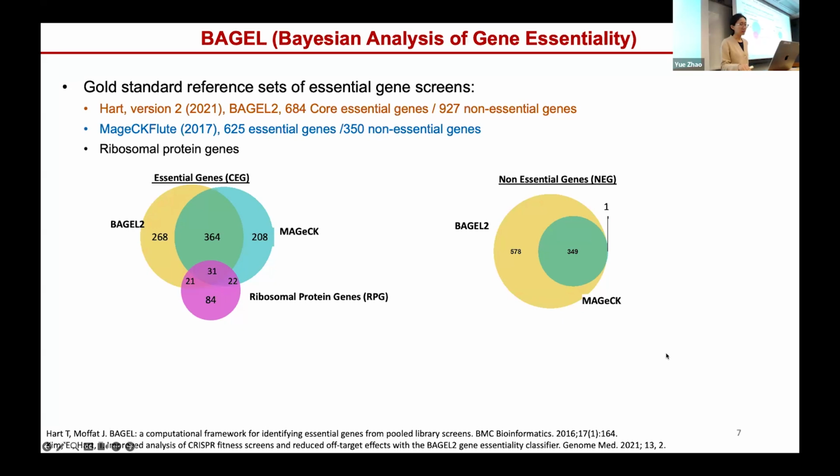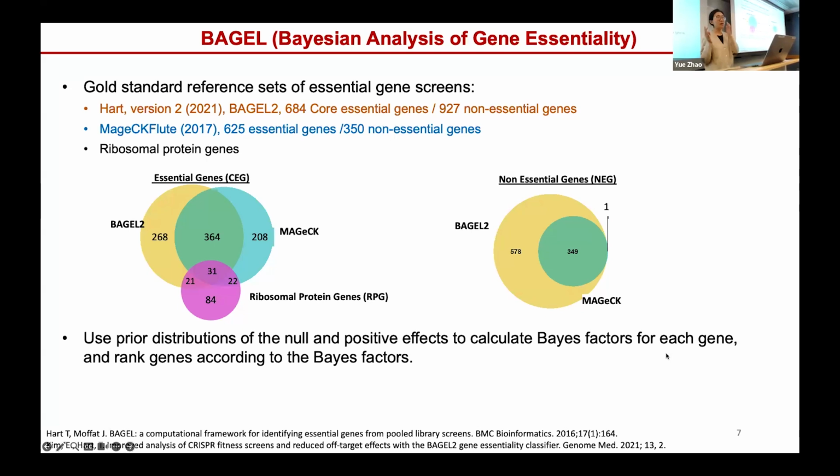And the third list is the ribosomal protein genes. Because we know the ribosomal protein genes play a very important role in cell growth or cell proliferation, and their knockout is likely to be lethal. So they are considered as the third list of core essential genes. And as you can see here, the overlap between the essential gene lists is not very good. There are only 31 of them in common. However, on the other side, the non-essential gene lists are quite consistent.